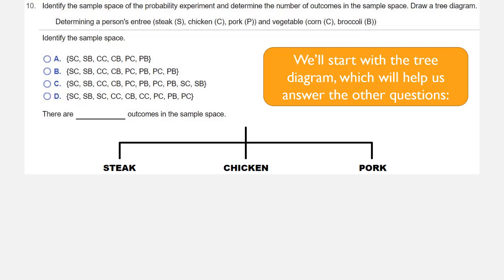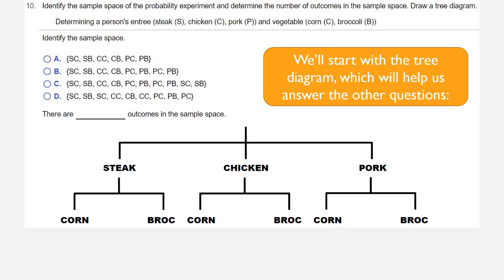Once they've chosen their entree, they have 2 choices for their vegetable. So off of each one of these potential choices for their entree, we need a 2-pronged tree that represents their vegetable choice. So they can choose corn or broccoli, corn or broccoli, corn or broccoli. We don't know which entree they're going to choose, so at the end of each one of those entrees, we have to have the next 2 choices available for them.